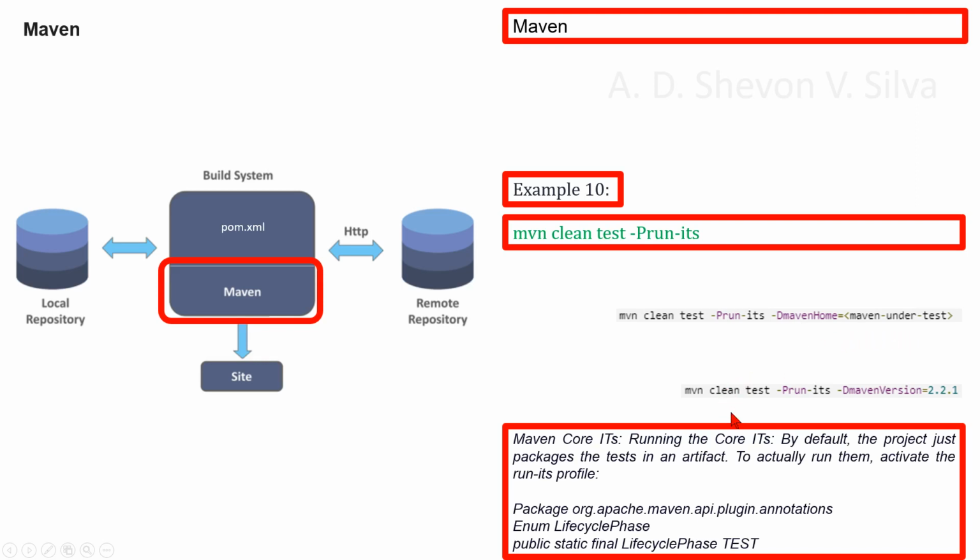Alternatively, you can just specify the version of a previously installed or deployed Maven distribution, which will be downloaded, unpacked and tested. To run the ITs using embedded Maven 3.x, additionally activate the embedded profile. ITs that don't require forking Maven can also run from the IDE using the Maven project from the workspace if the Maven dependencies are added to the test classpath.